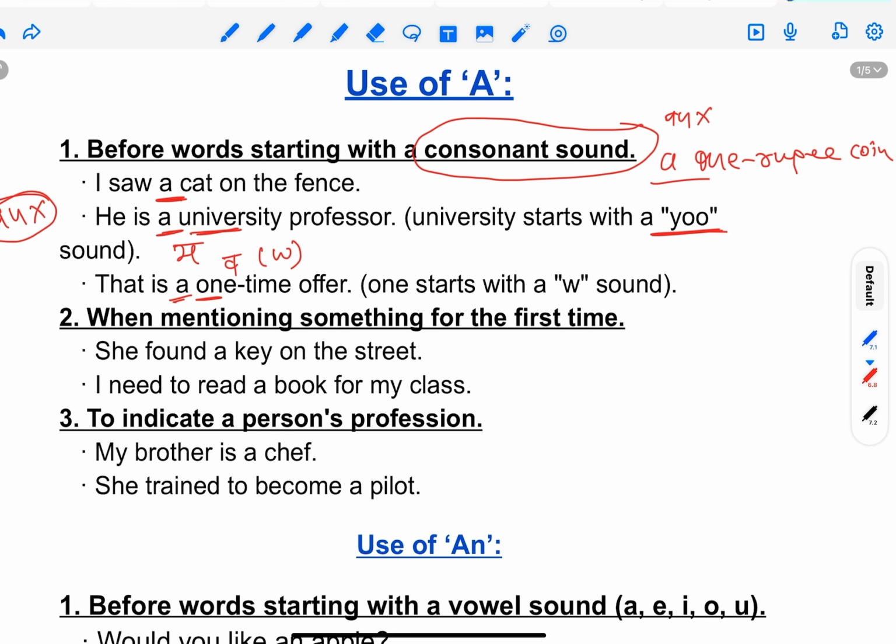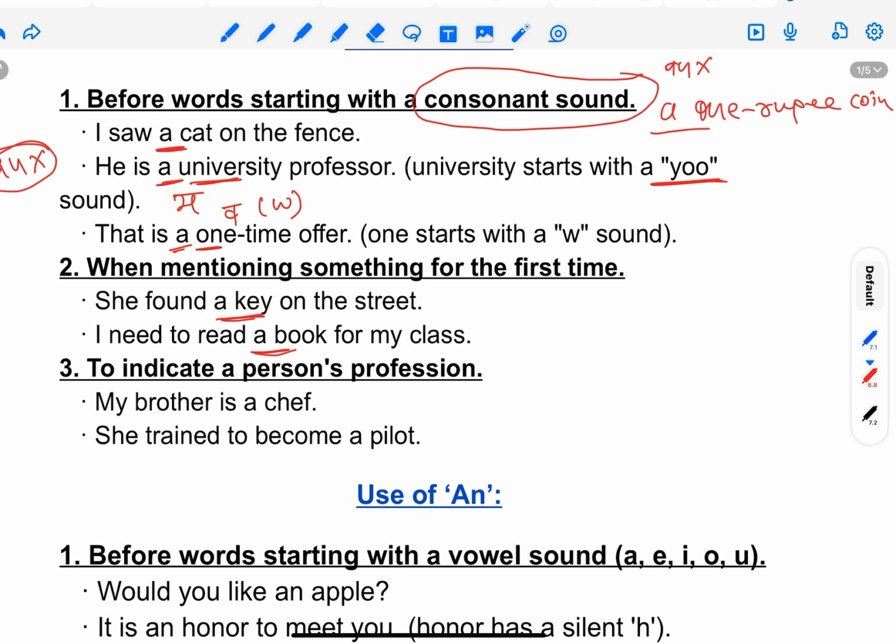The second rule is that when we are mentioning something for the first time, we use article a. For example, she found a key on the street. I need to read a book for my class. Article a is also used to indicate a person's profession. For example, my brother is a chef. She trained to become a pilot. A pilot, a doctor, all these professions take article a before them if you want to express someone's profession.